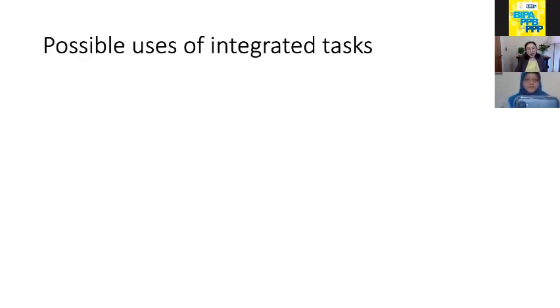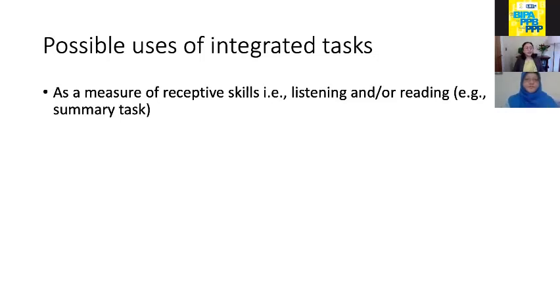Right, let's take a look at the possible uses of integrated tasks. Okay, the first one, you can use integrated tasks as a measure of receptive skills, listening and or reading. For example, if you use a summary task, of course, the product that you will see is a written or an oral summary, but this written or oral summary can serve as evidence of your learners' listening or reading comprehension. So the summary is actually a proxy of their performance in listening and or reading. So that's one possibility.